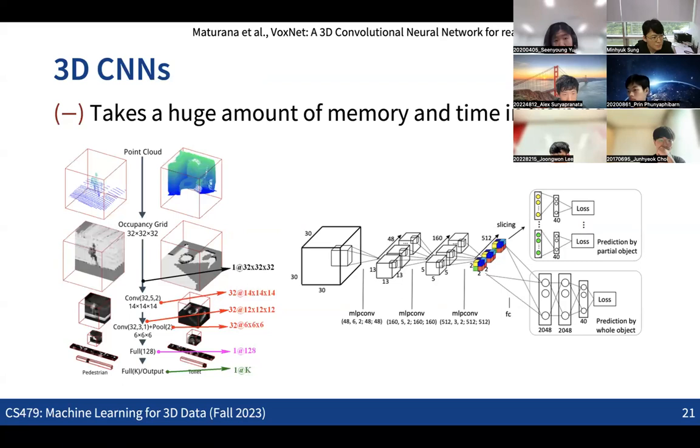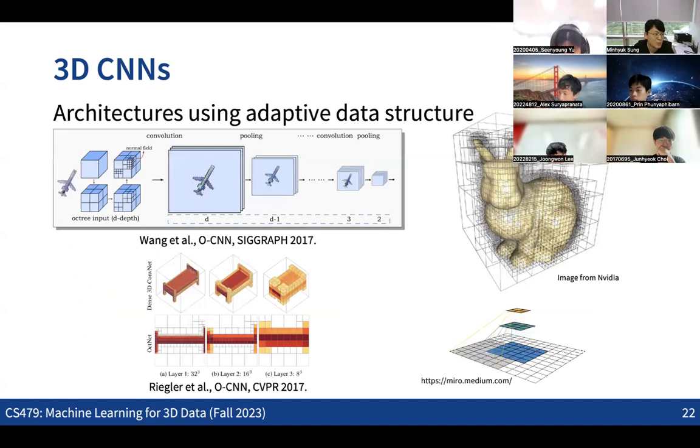After that, people started to see that we can consider using a more efficient representation, not a uniform grid, but one with adaptive resolution depending on the geometric information that we have. For example, we use bigger voxels in the empty space or occluded regions, and finer voxels near the boundary of the shapes. So we adapt the resolution of the 3D voxels to the geometric information.